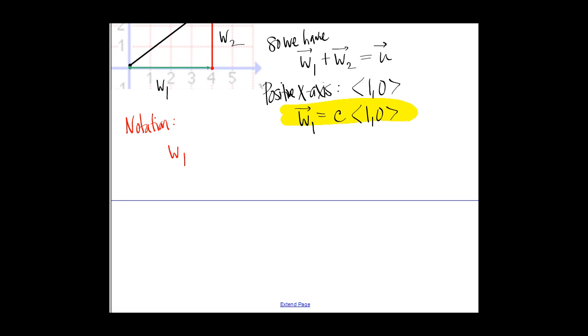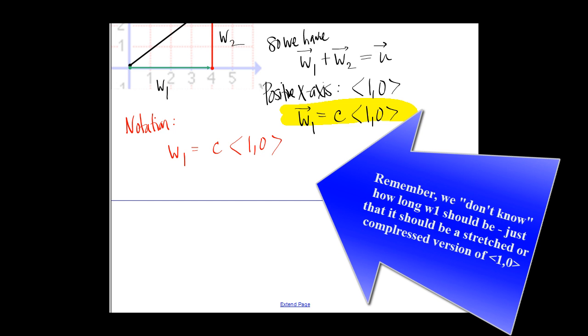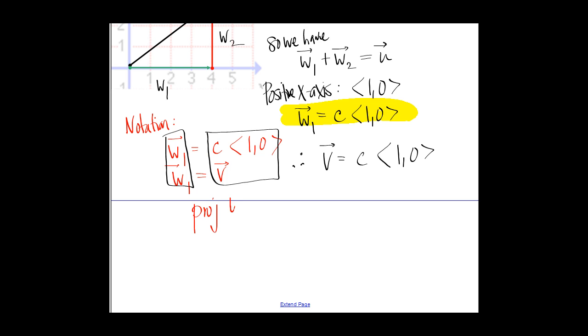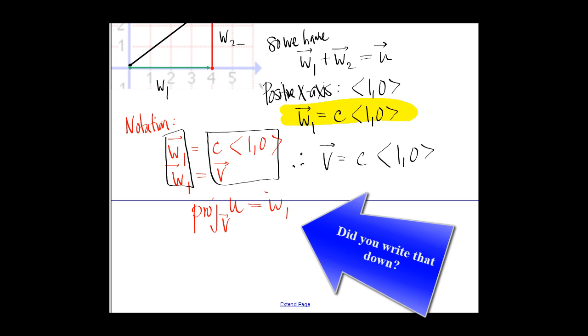Alright, so now some notation. Since w sub 1 is equal to c times some vector 1, 0, and we didn't know what c was, let's say that, for shorthand, w sub 1 is equal to some vector, let's just call it v. So by the transitive property, we can say that vector v is equal to c times this vector 1, 0. Formally, we say that the projection of vector u onto v, remember v represents the ground, is equal to w sub 1. And that's a big key point right there.